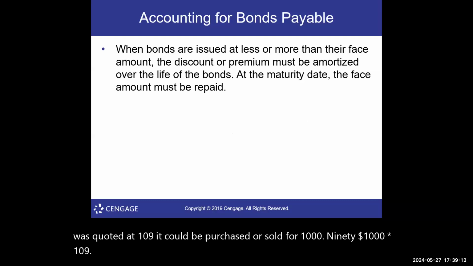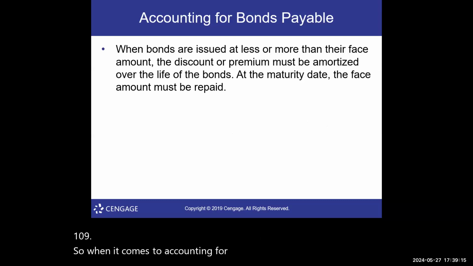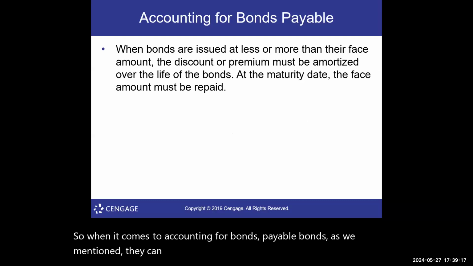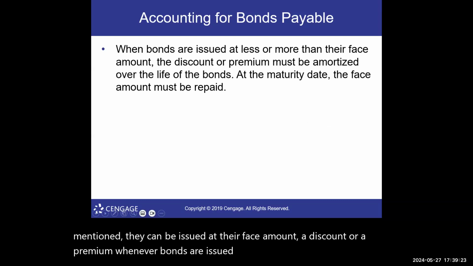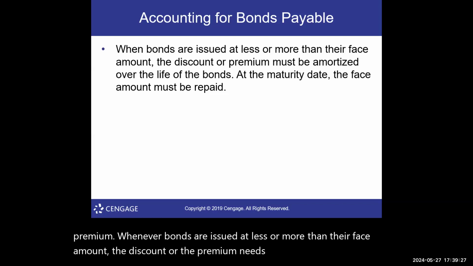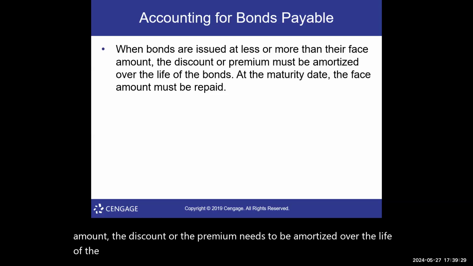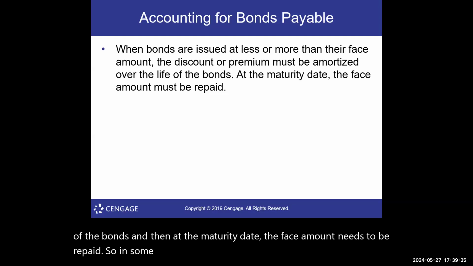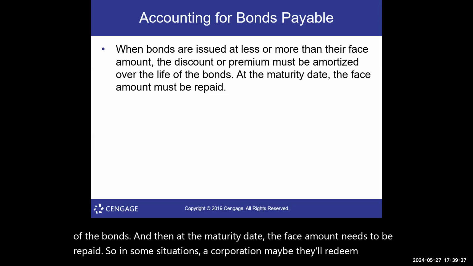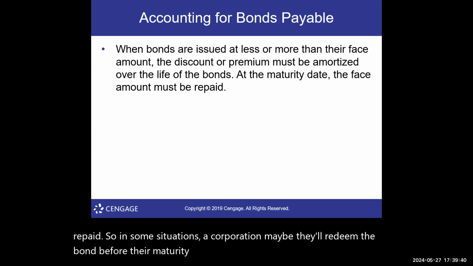So when it comes to accounting for bonds payable, bonds, as we mentioned, can be issued at their face amount, a discount, or a premium. Whenever bonds are issued at less or more than their face amount, the discount or the premium needs to be amortized over the life of the bonds. And then at the maturity date, the face amount needs to be repaid. So in some situations, a corporation may redeem the bonds before their maturity date by purchasing them from investors.